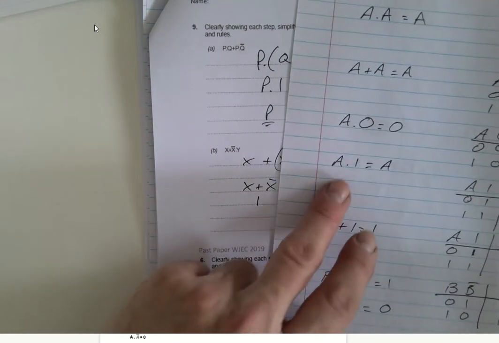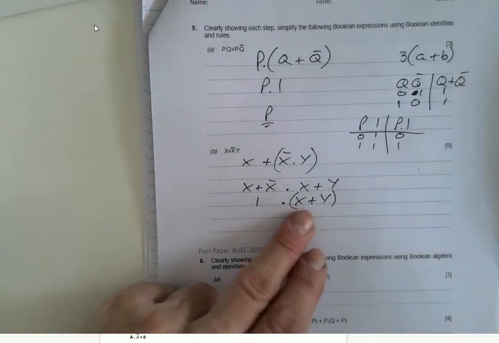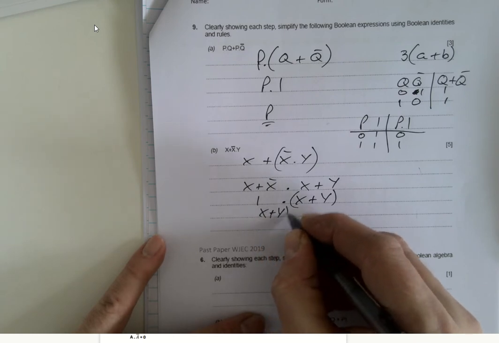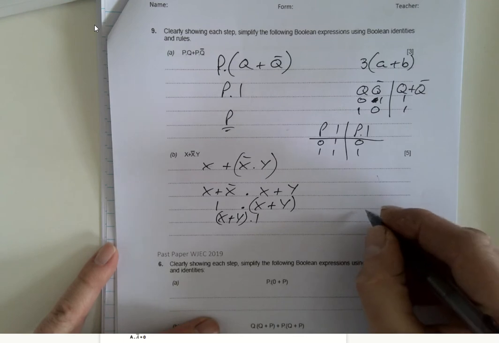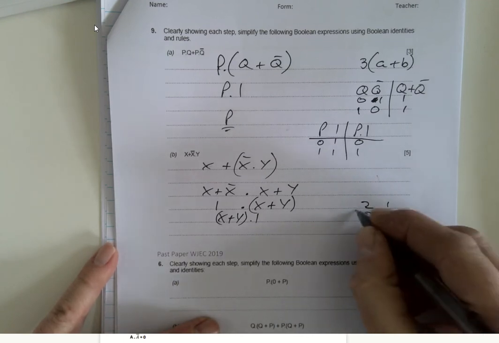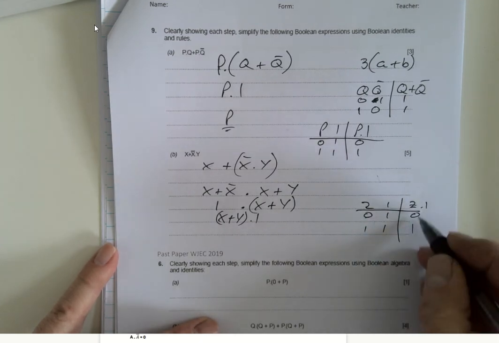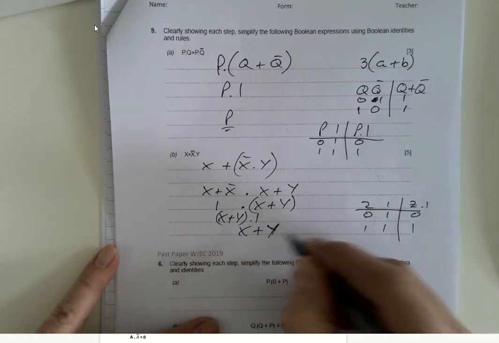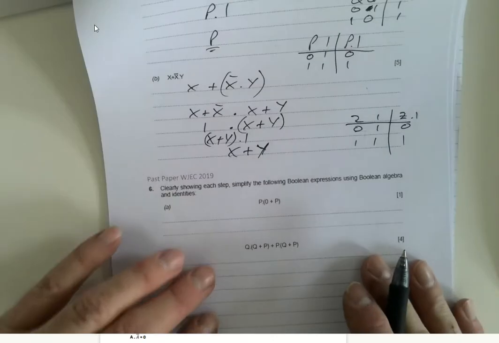Now X or Y and 1 is just X or Y. So X or Y is a term. You can write it like that, or you can write it X or Y and 1. But if I treat X or Y as one term, let's call it Z, 0, 1, and with 1, Z and 1, 0, 1. Well, it's the same as Z. So that just gives me X or Y. So the 1 goes.